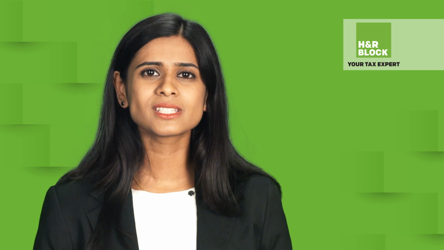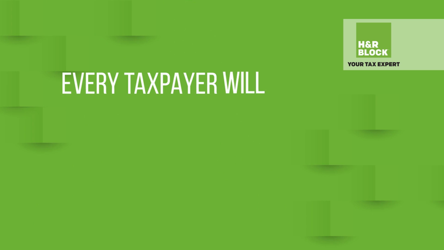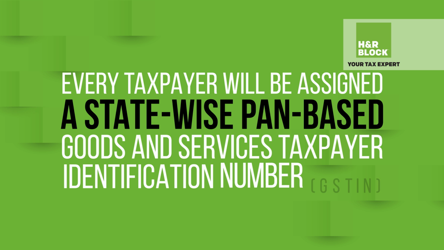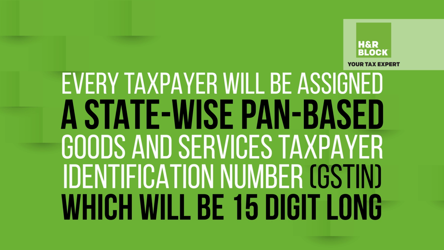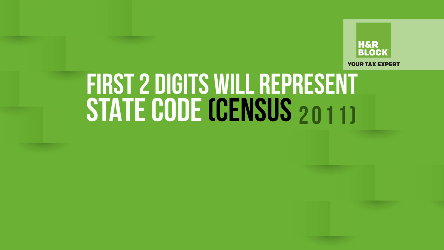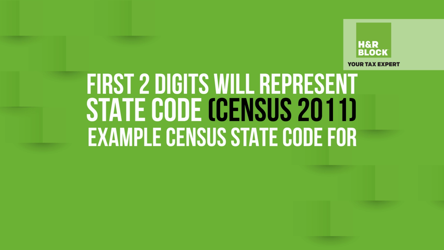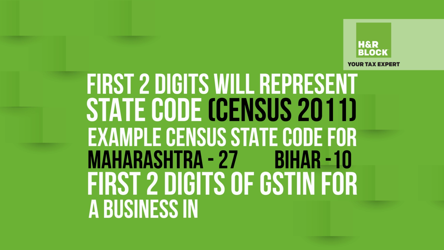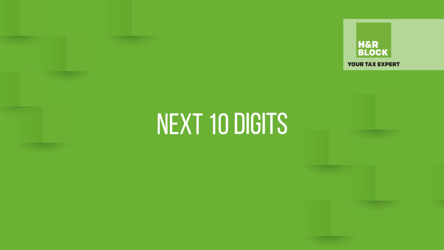Let's understand your GST Identification Number. Every taxpayer will be assigned a state-wise PAN-based Goods and Services Taxpayer Identification Number, which will be 15 digits long. The first two digits of the GSTIN will represent the state code according to Indian Census 2011. As per the census, each state has a unique two-digit code like 27 for Maharashtra, 10 for Bihar. So if a business has its operations in Maharashtra, then the first two digits of its Maharashtra GSTIN will be 27.